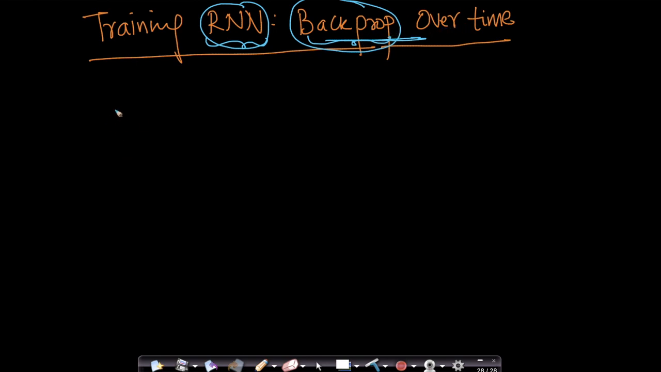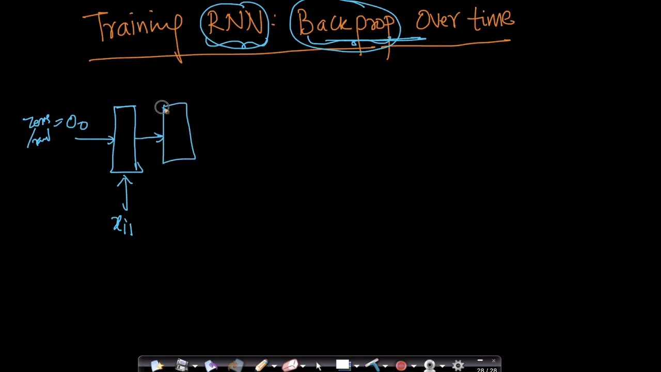Okay, so let's draw a diagram first, right? You have our xi1 here, or x11. And of course, the input to this is O0. O0 is mostly zeros or some random value. Then of course you have your weights here. I'll draw the weights a little later. Then I have my O1 here and my xi2 here, and all these are my functions, f's.